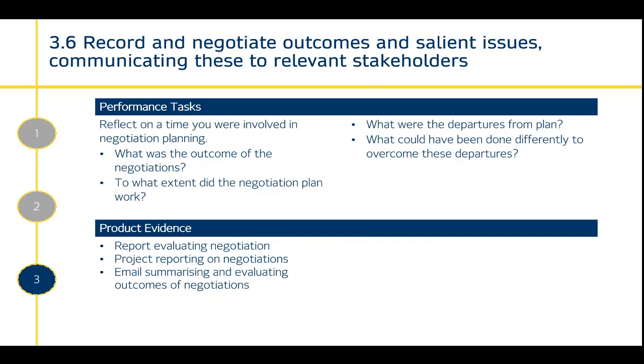So this criteria is looking for you to evidence that you are communicating the outcomes of your negotiations to the relevant stakeholders. For this, reflect on a time where you were involved in negotiation. What was the outcome of your negotiation? To what extent did it go well? What was the outcome from it? How did you document that? What might you have done differently? And how did you communicate the outcome and the result of your negotiations with relevant stakeholders?